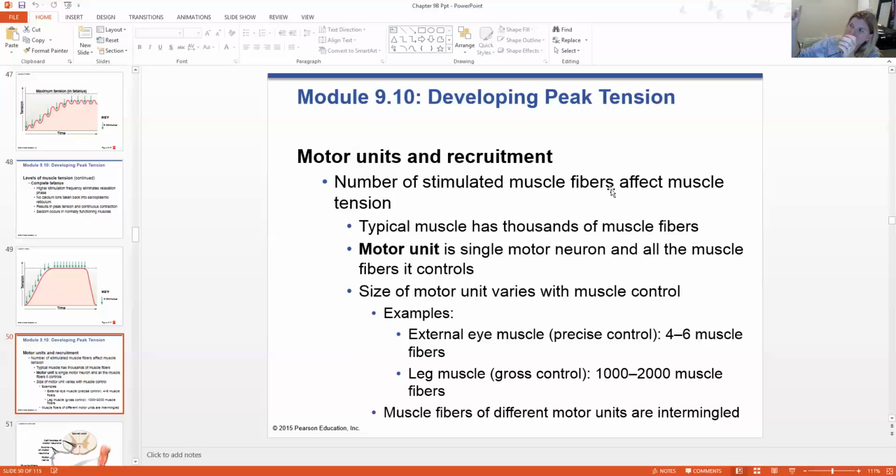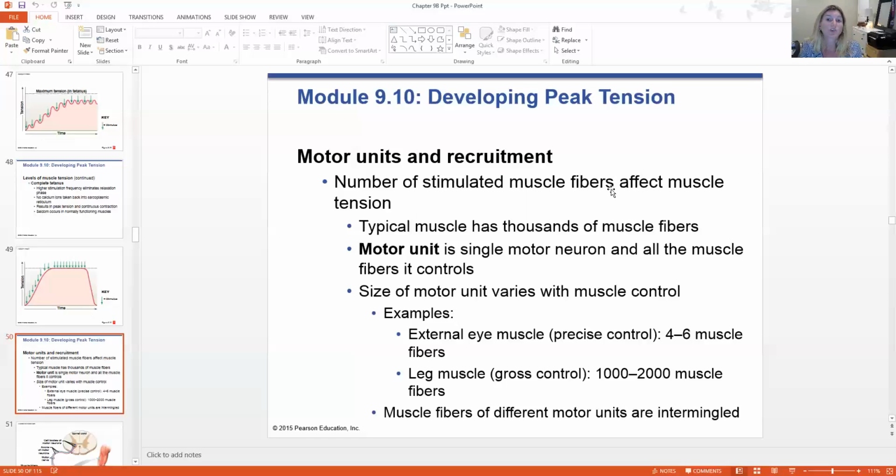So when that motor neuron is stimulated, doesn't matter where those axon terminals are, that muscle fiber, or those muscle fibers, if there's several of them, are going to be excited and they're going to contract. And so that's called a motor unit. A single motor unit has the motor neuron and all of the muscle fibers that it innervates. So the size of the motor unit is going to vary with control.